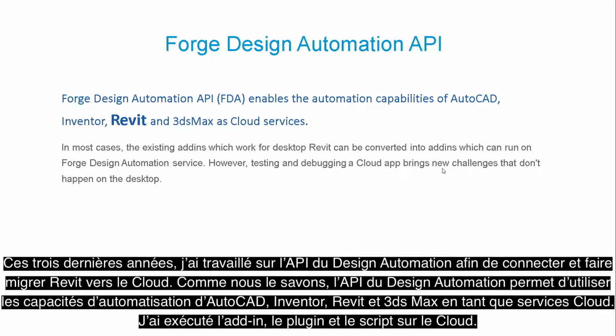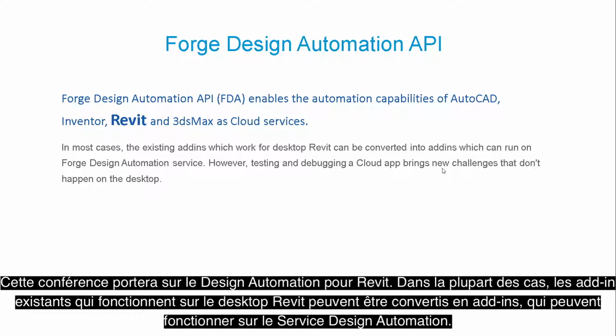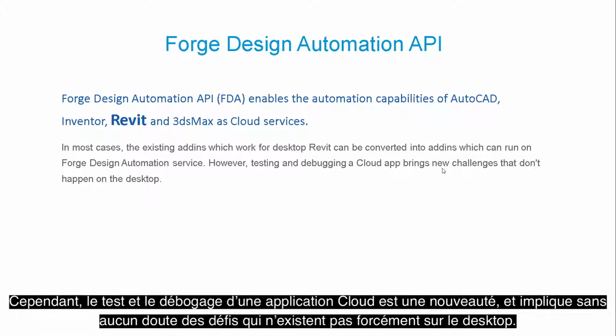As we know, design automation API enables the automation capability of AutoCAD, Inventor, Revit, and 3D Max as a cloud service by running add-ins, plug-ins, or scripts on the cloud. This talk will focus on design automation for Revit. In most cases, the existing add-ins which work on desktop Revit can be converted into add-ins which can run on design automation service. However, testing and debugging cloud apps is new and definitely brings more challenges that may not happen on desktop.